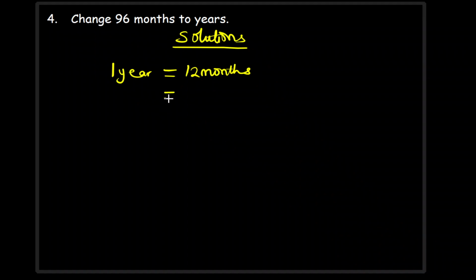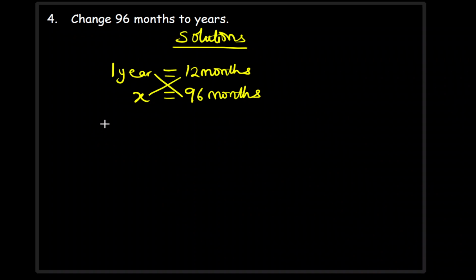So you must come to where the unit is. Our month is on this side, so we'll write our 96 here. Please take note, the units must all come together on the same side. So the year is missing, so our year will come here, and that will be x. So we'll cross multiply that.